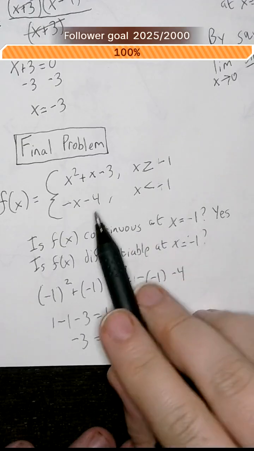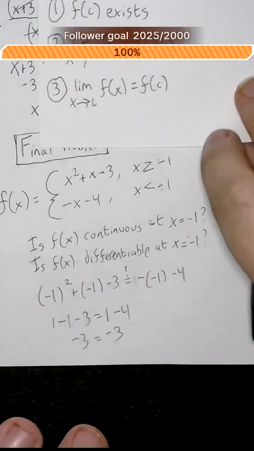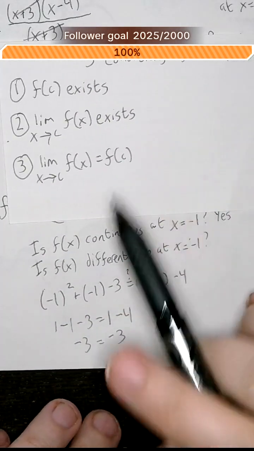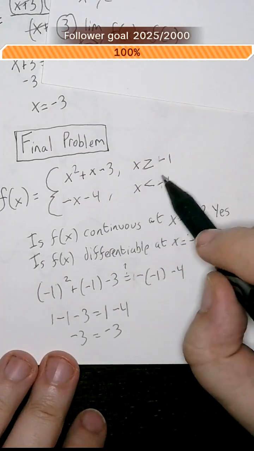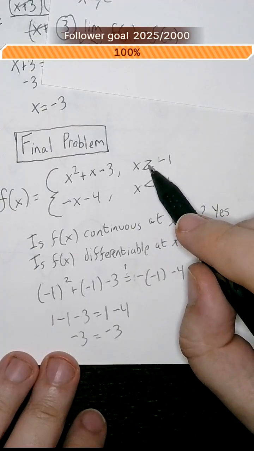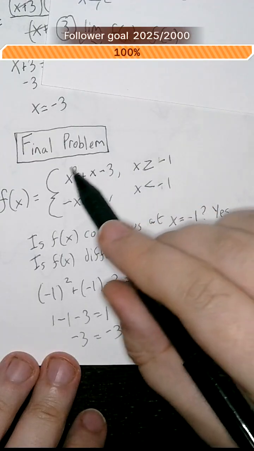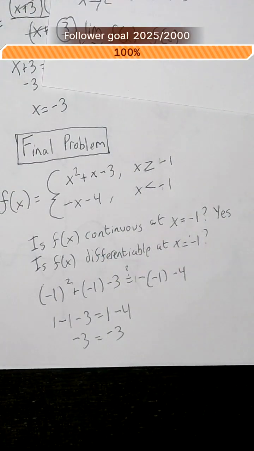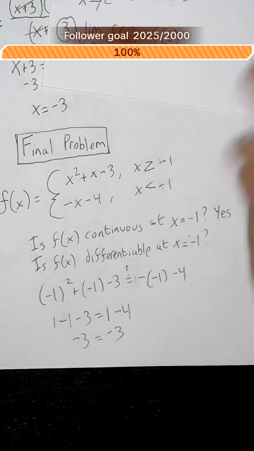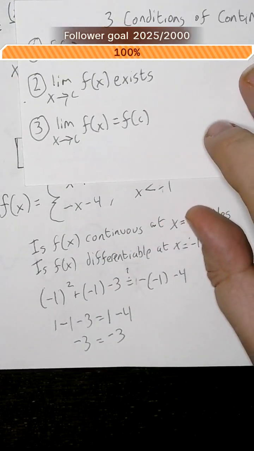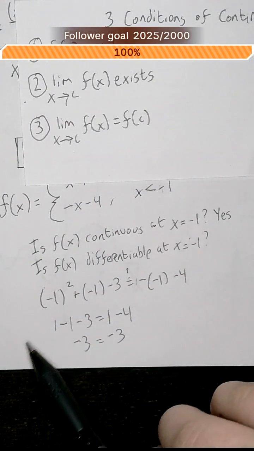Now, let's check by running this through the 3 conditions. So condition 1, does f of -1 exist? Well, because my inequality is greater than or equal to, f of -1 is going to be a part of this first equation. So yes, f of negative 1 does exist. So we just test: does the limit exist?